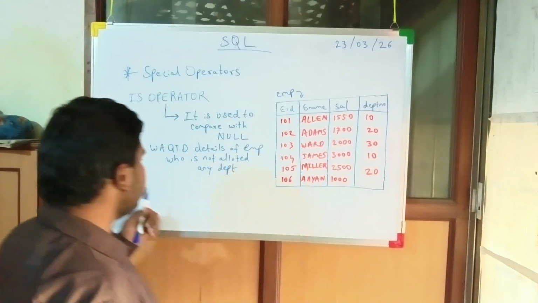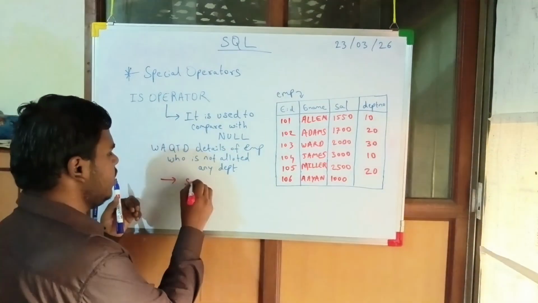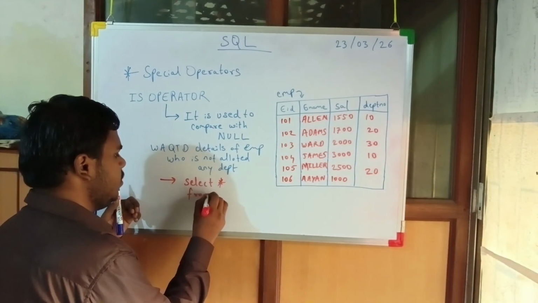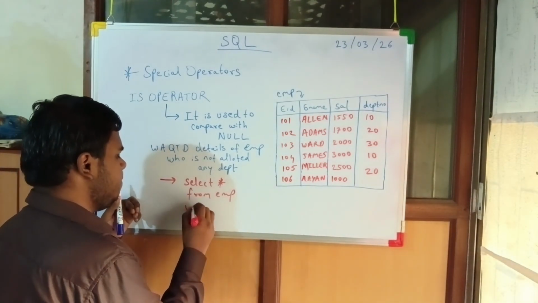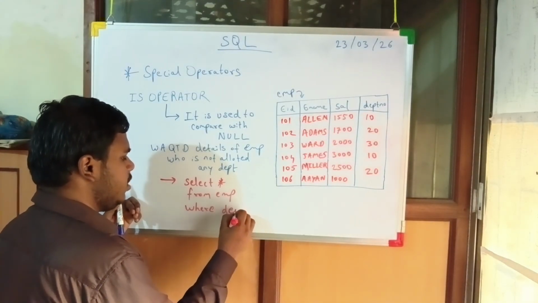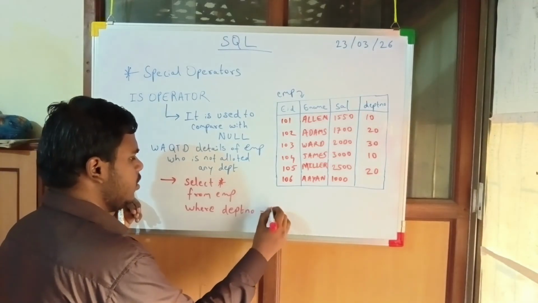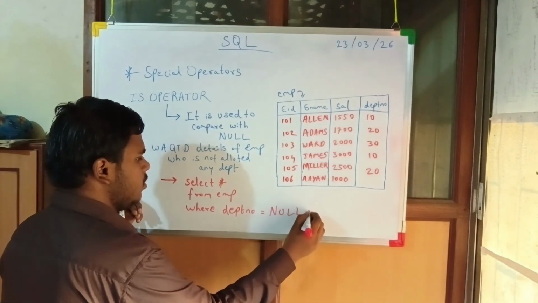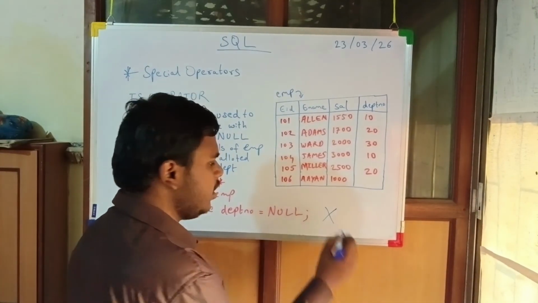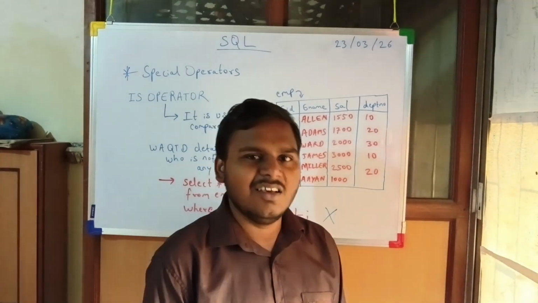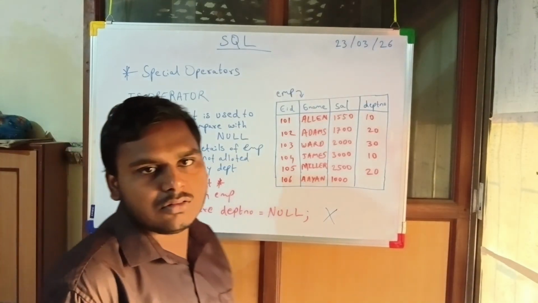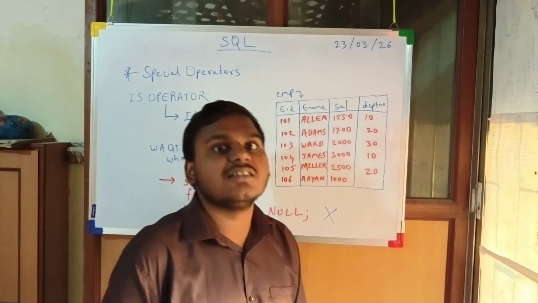Now how to get the answer? The simple query: select asterisk from EMP where department number equal to null. If you write like this, it will throw an error. What are you saying, sir? Yes, you can't use the equal to operator to compare with a null. So this is a drawback here.